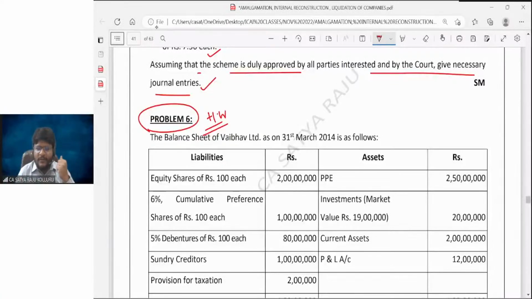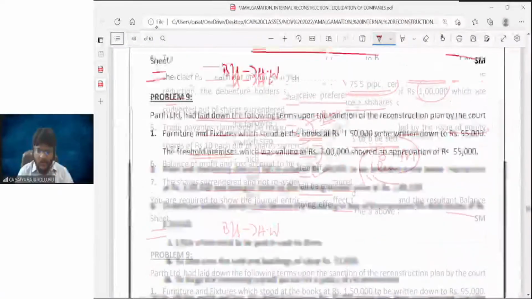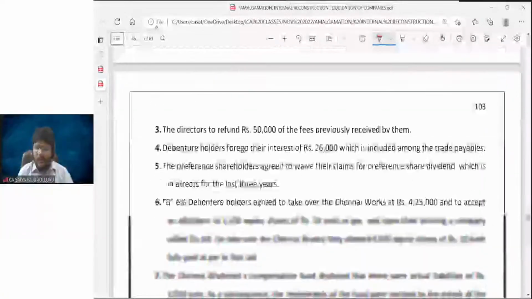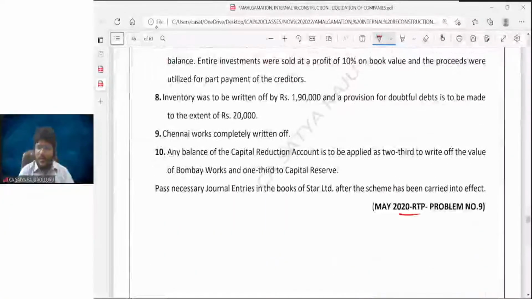I should discuss the RTP problem. I want to discuss that problem, but we don't have sufficient time. That problem is a little bit different. The problems asked in the RTP are not straightforward questions. Certain twists are there, certain suspense thrillers are there. They confuse you and give different issues. That is the reason I want to explain that problem.